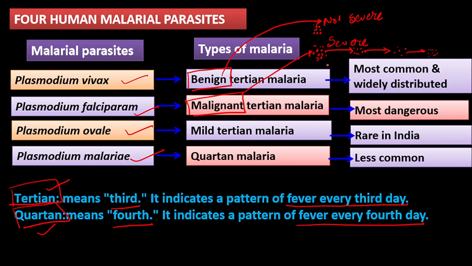I hope you understood the meaning of tertian, quartan, benign and malignant. So Plasmodium vivax is benign tertian malaria, which is the most commonly and widely distributed. That's why we are going to study Plasmodium vivax. Malignant tertian, malignant right, so it is going to be the most dangerous. Mild tertian is rare in India. Quartan malaria is less common, right?